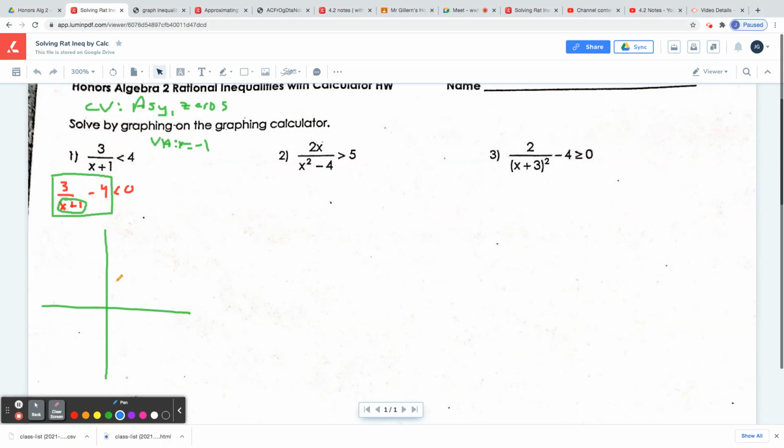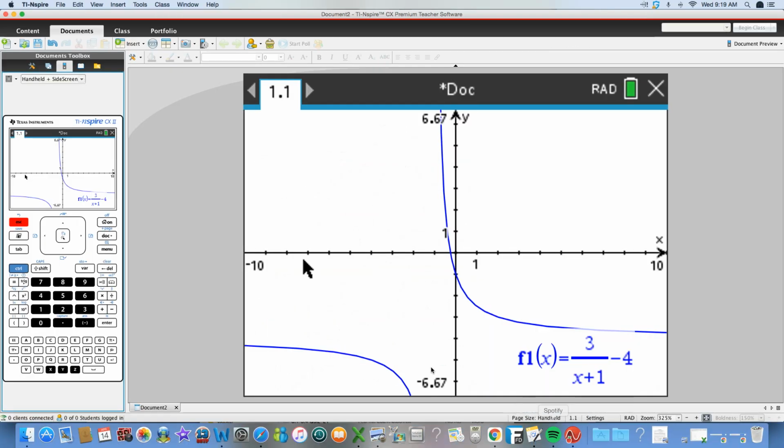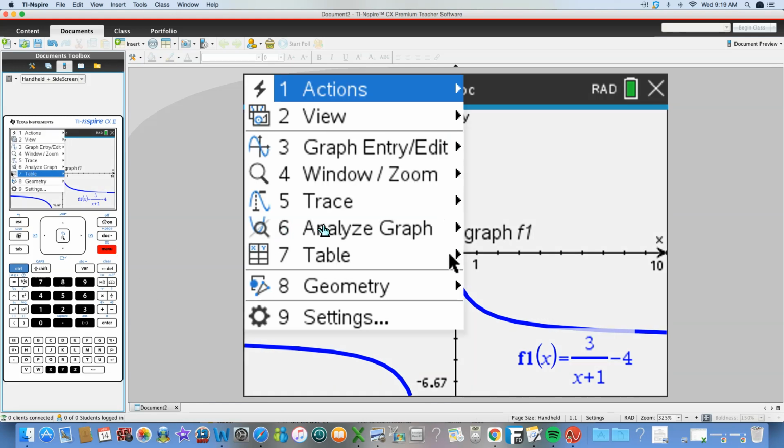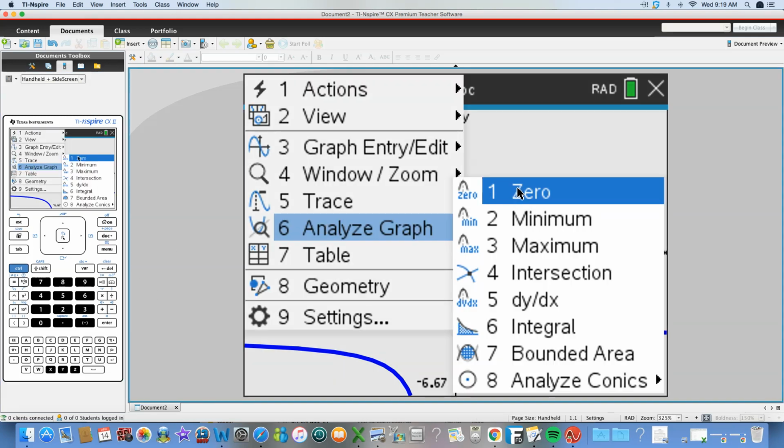Okay, so if we drew a rough sketch of what this looks like, there's x equals -1. You could also tell that there's a horizontal asymptote. We don't really care about the horizontal asymptote right now, but there is one. The other thing we need to find, like I said, is the zeros. It looks like it only crosses one spot. So what we're going to do is, hopefully you guys remember, menu, 6 for analyze graph, 1 for zero.